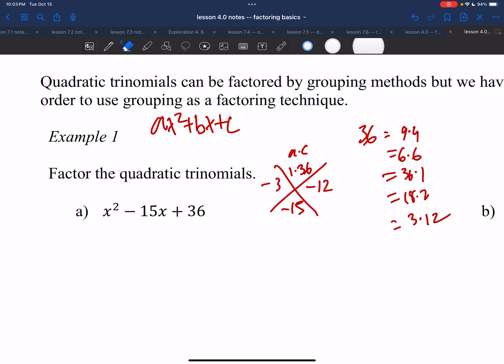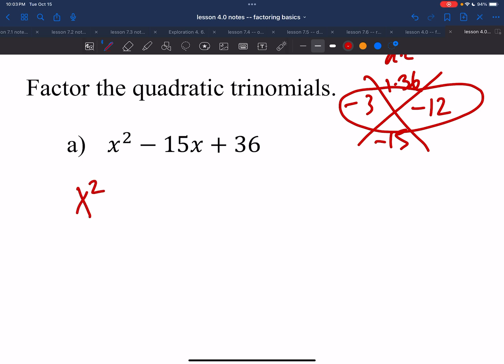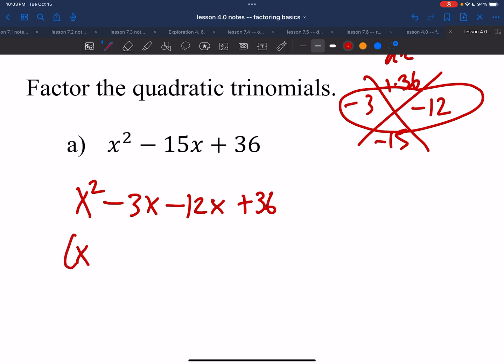So what do we do with this information? I said, well, negative 15 is composed of negative 3 and negative 12. So that's how I'm going to break it apart. I'm going to say x squared minus 3x minus 12x plus 36. This is because this expression, negative 3x minus 12x, is negative 15x. And now I can do my lovely little grouping. I can say here's x squared minus 3x plus negative 12x plus 36.